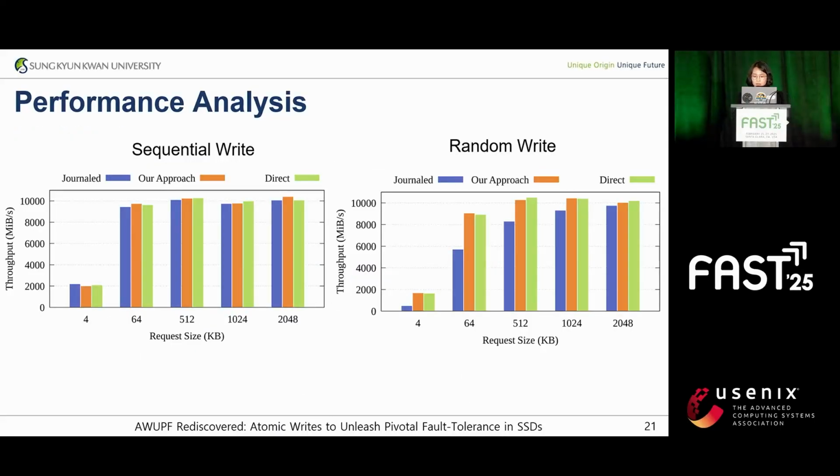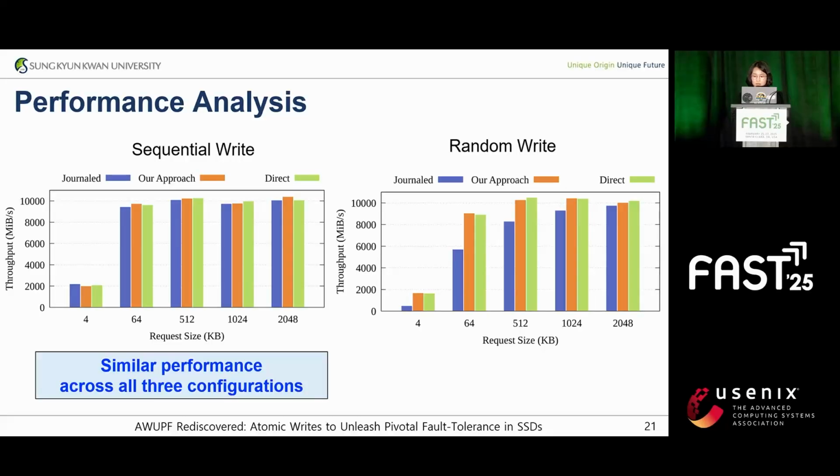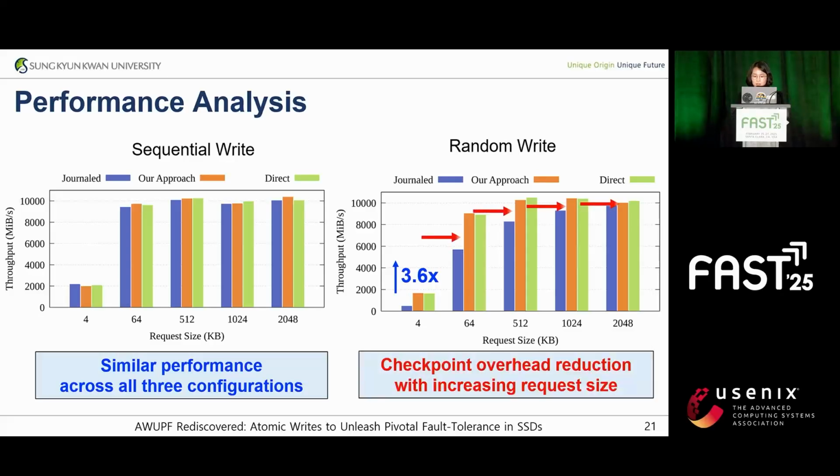To assess the impact of write size, we tested performance across different sizes using FIO. Sequential write performance is similar across all three configurations. In random write workloads, our approach achieves up to 3.6 times higher performance. As writes become more sequential, checkpoint overhead decreases, bringing our approach closer to Direct at 2 megabyte write size.